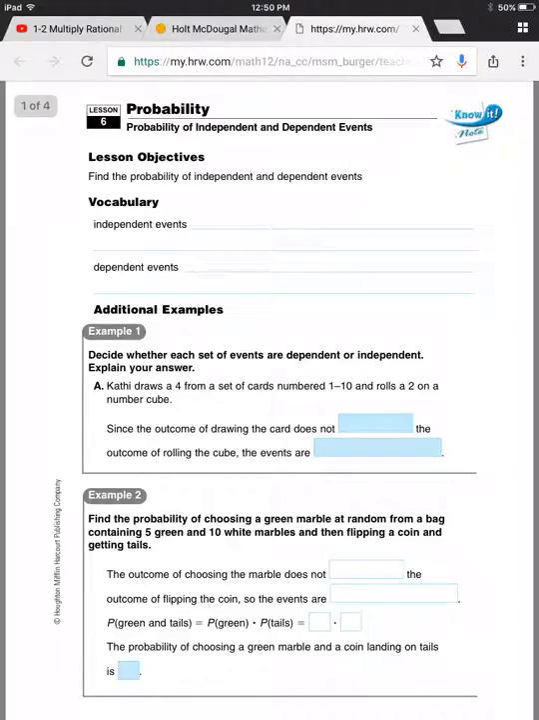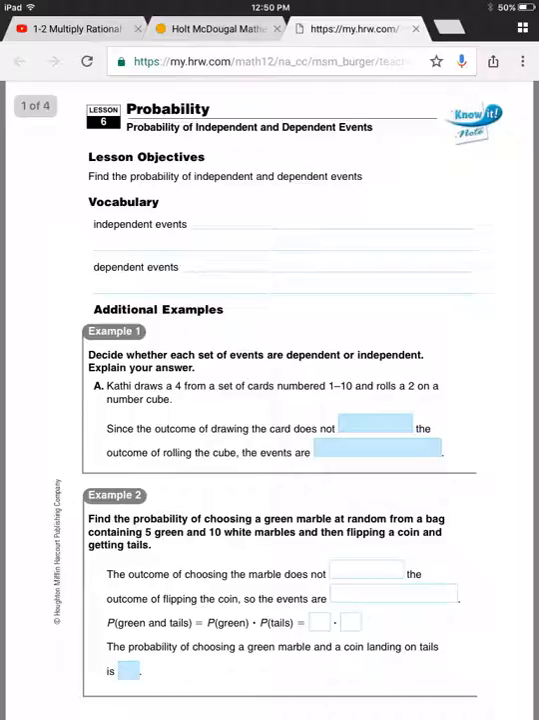Today we're talking about the probability of independent and dependent events. An independent event is an event for which the outcome of one event does not affect the probability of the other. And a dependent event is an event for which the outcome of the first event affects the outcome of the second. You've probably heard about these in science at some point in life. So we're going to decide whether each set of events are dependent or independent.